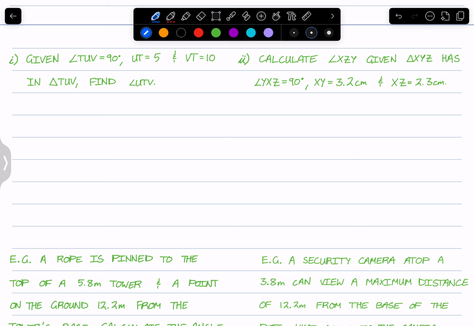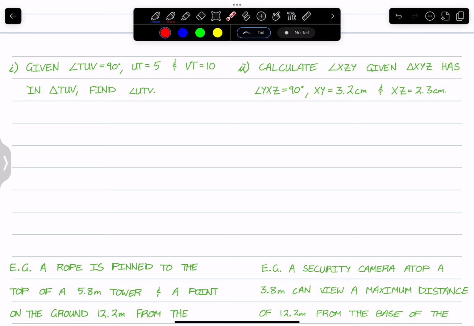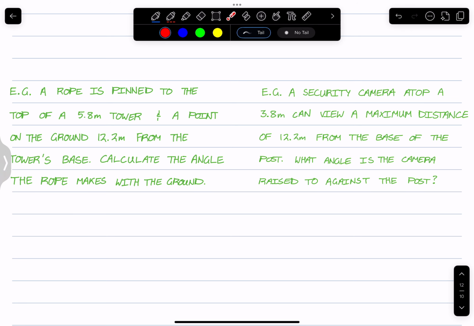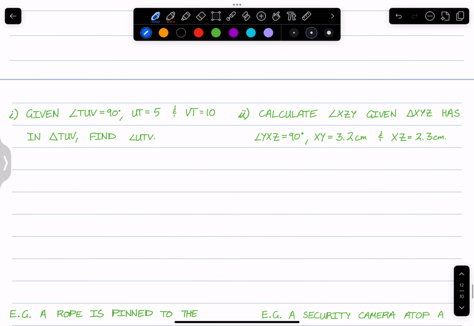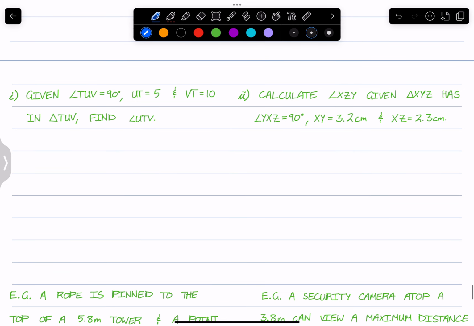Hello class, this is a continuation on problem solving using trigonometry. So let's go straight away into this. In this first set of problems, you'll see that they're just descriptions of triangles without actual real world problems in this one. So let's interpret this first.